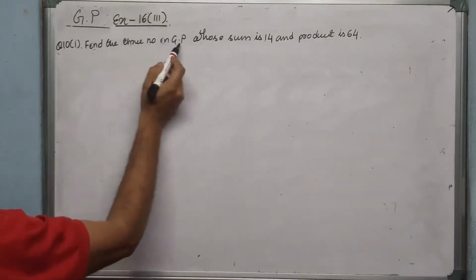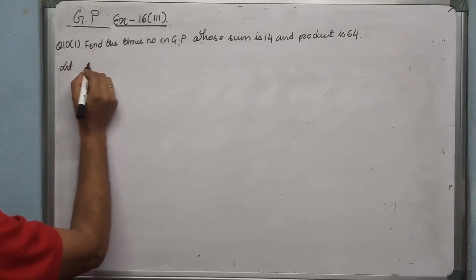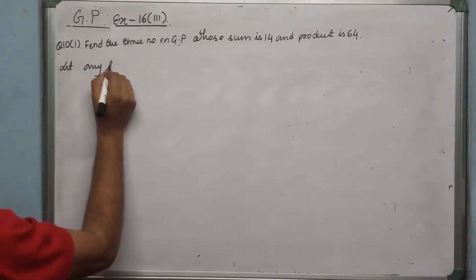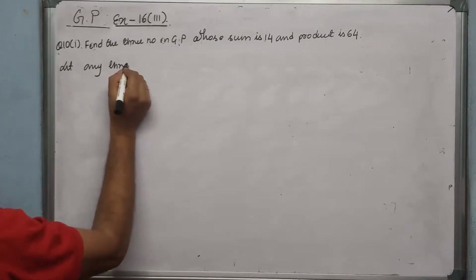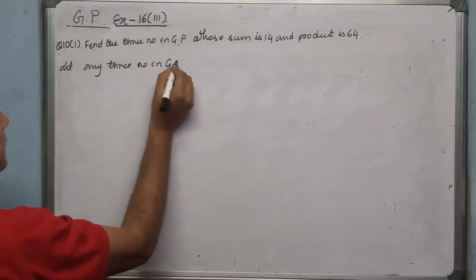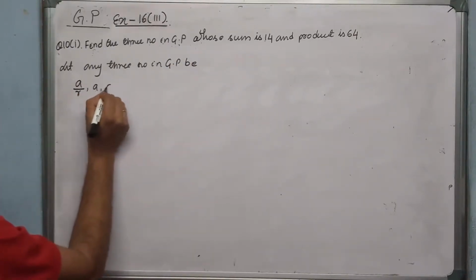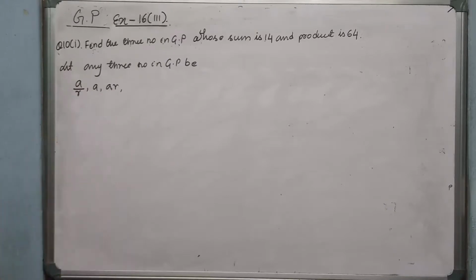Find the three numbers in GP, which means you have to consider any three numbers. Let any three numbers in GP be A by R, A, AR. Find the numbers. That means you have to calculate A and R.